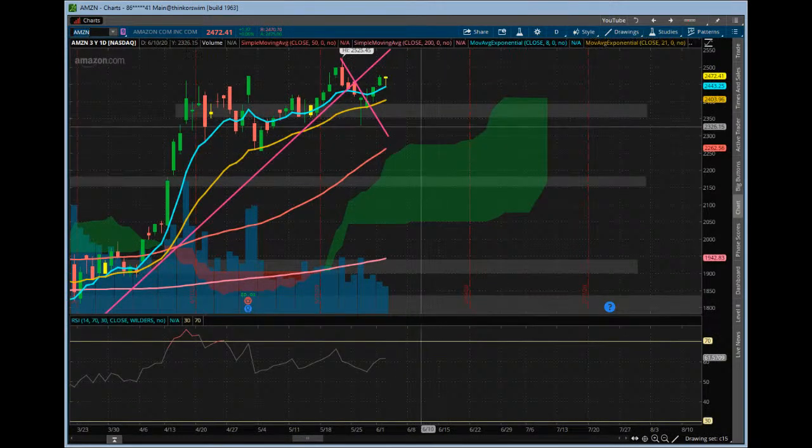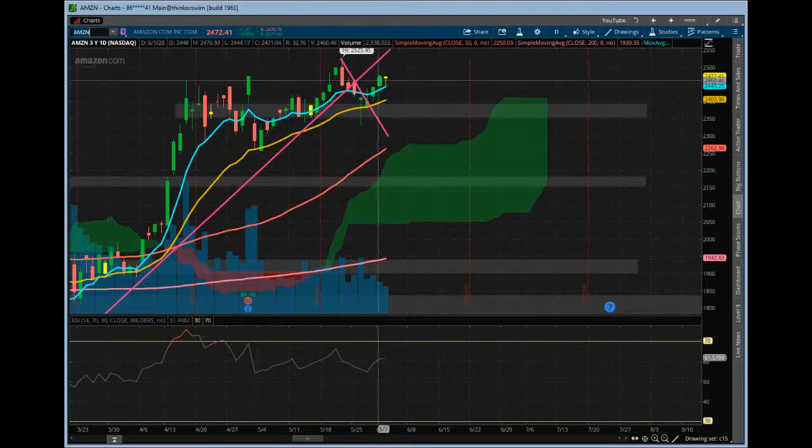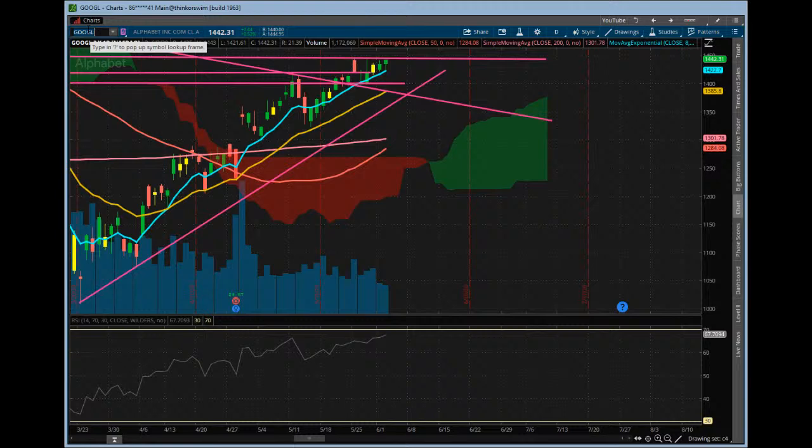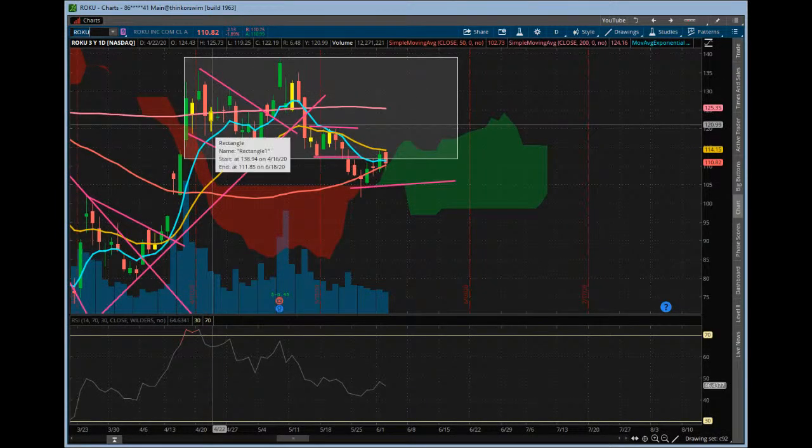Amazonius. Inside day as it's holding the ADMA and working its way up a micro uptrend right here. Google, we just looked at, so just trying to break out of these levels with some volume so we could try to fill the gap above. Roku.